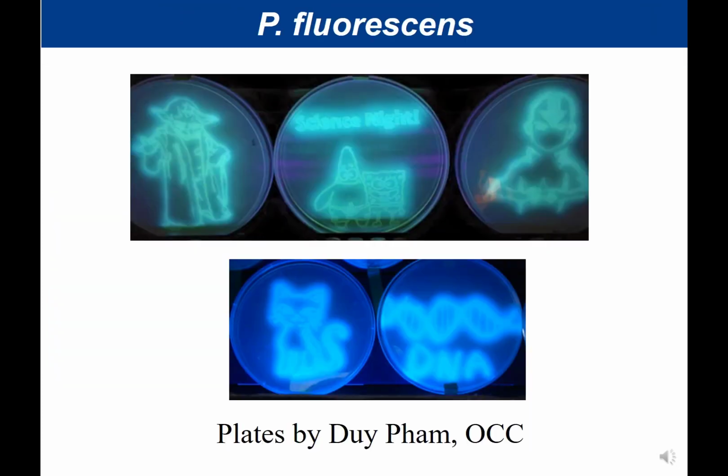So these are the plates. These plates were made by Dwi Pham at OCC, our lab technician. And so what he did was he inoculated these plates with Pseudomonas fluorescens. And then you can see once they grew, if we put them under fluorescent lamps, you can see that in fact the bacteria is bioluminescent, it grows, and you can see the characters that he's drawn here. We have Yoda, we have SpongeBob, we have a cat, we have DNA, etc. And so this is just to show you Pseudomonas fluorescens, the one that we used. It's not pathogenic, but it is a cool organism because it is bioluminescent.